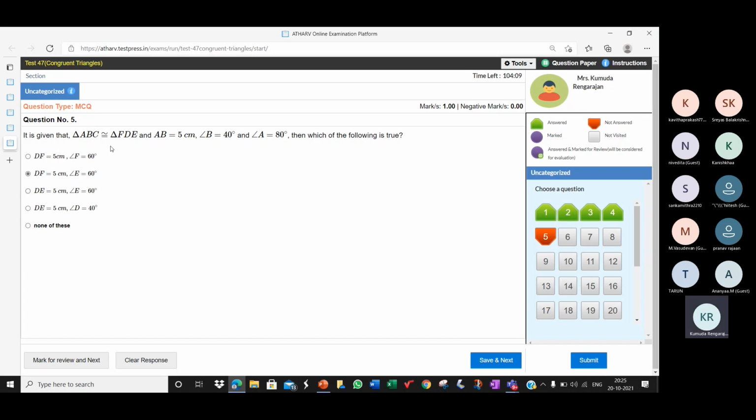What's the measure of angle D? What is the measure of angle D?